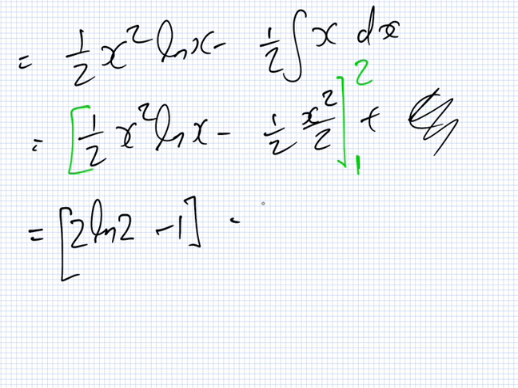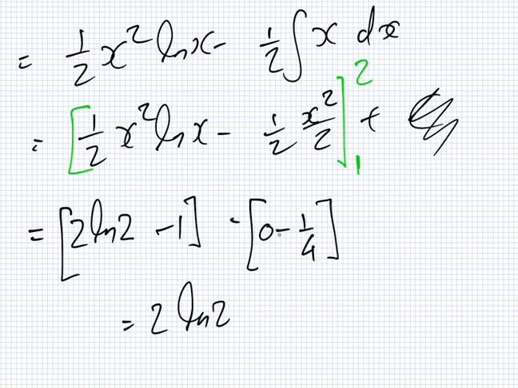Okay, now I put in 1. Log 1 is 0, so that's gone. So that would just be 0 minus a quarter. Okay, so this is minus 1 plus a quarter. Minus 1 plus a quarter is minus 3/4.